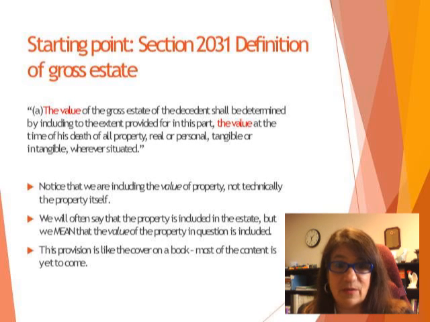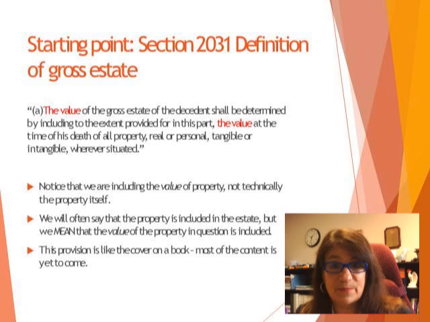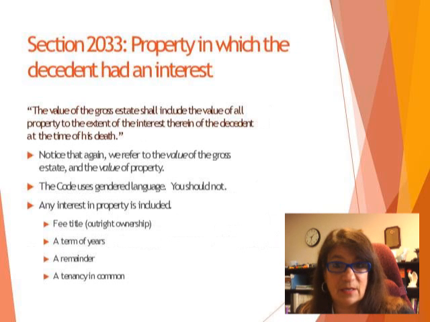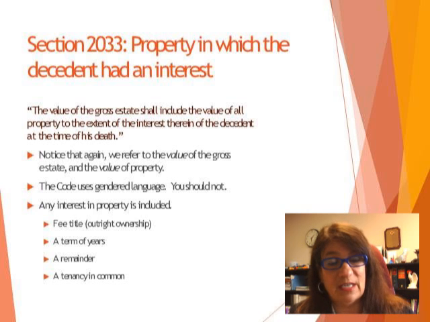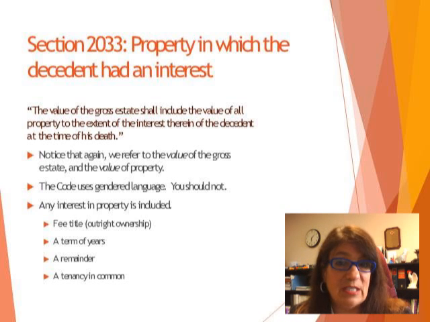Now notice that we're including the value of property and not technically the property itself. We'll often say that property is included, but really what we're talking about is the value of the property. We're just adding up a bunch of numbers. And, okay, so the real guts of the gross estate come in all of the code sections after 2031, and we start with 2033, property in which the decedent had an interest.